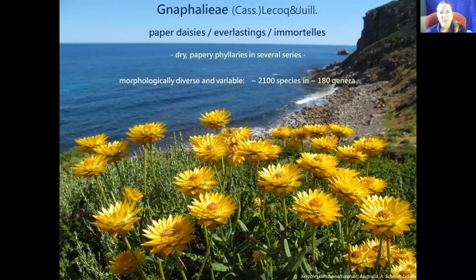Members of the tribe Gnaphalieae are known as paper daisies or everlastings or immortelles, because of their dry papery phyllaries, which are arranged in several series and form these really attractive display units of the capitulum. But the tribe's morphologically very diverse and variable, with more than 2,000 species. And so it's quite difficult to find any particular feature to which there aren't exceptions in the tribe.